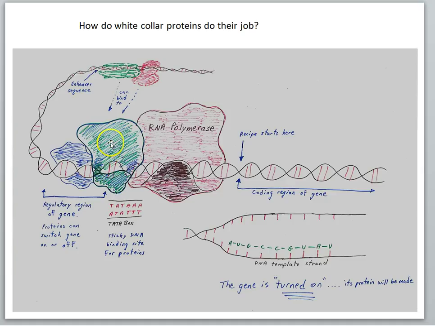Of course, the flip side of that is these white collar proteins might interfere with RNA polymerase doing its job, and so those white collar proteins would be turning off a gene. So there are different kinds of white collar proteins, but notice their job is to control the expression of a gene, whether the gene is going to be turned on or turned off.